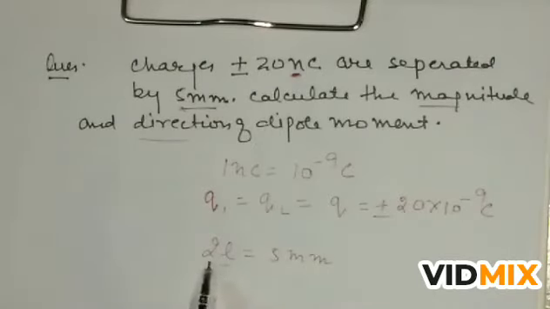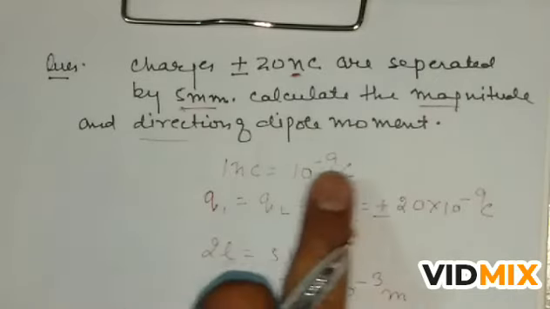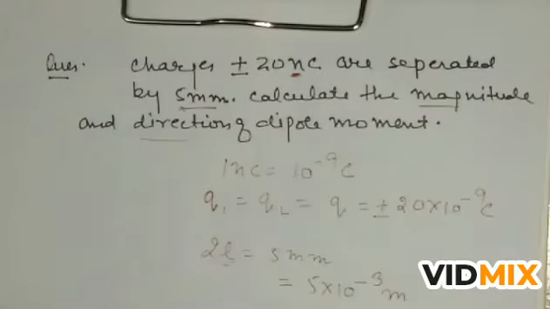Never put 5 into 2. It is equal to 2L. So 2L is given 5 millimeter and it is equal to 5 into 10 to the power minus 3 meter. We are changing every unit into the SI unit because the dipole moment has a unit coulomb meter. So if you are putting the values in the SI system, then your answer will be in the SI unit.